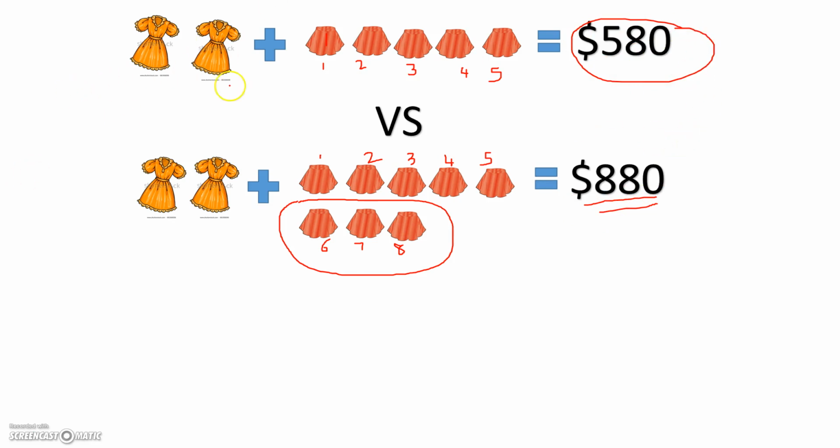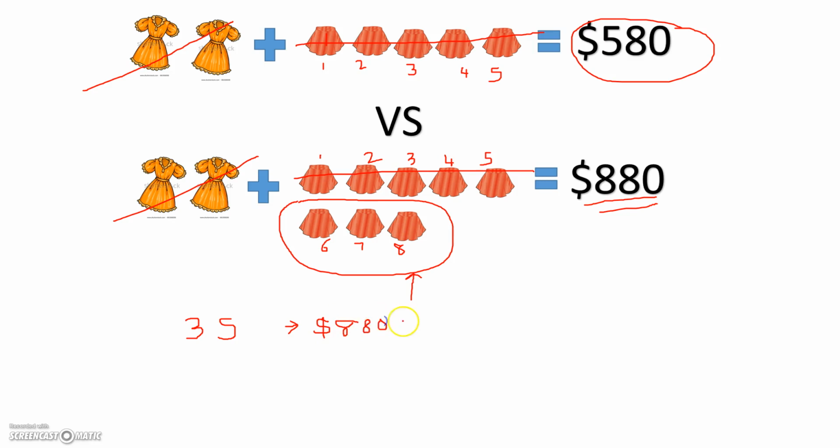So I can safely say that this is the same, I'm not going to care about them. These are the same, I'm not going to care about them. The extra 3 dresses that was bought has caused this number to become 880. So which means to say that because of these 3 extra skirts, it has caused this person to spend an extra $300. How did I get the $300?